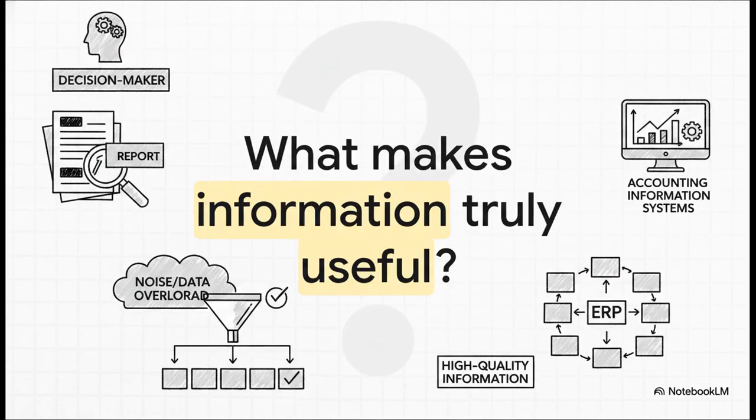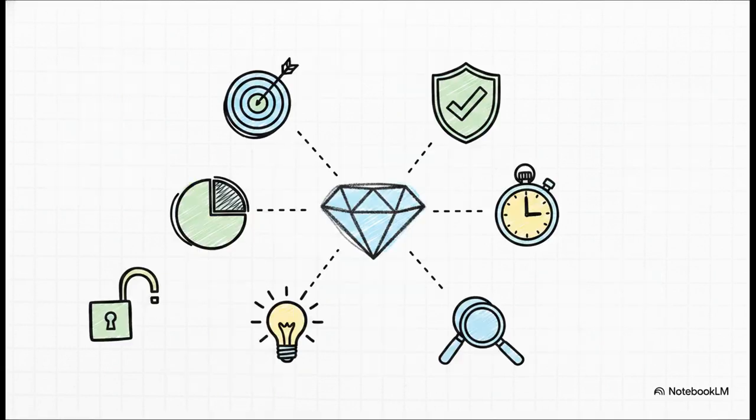Which begs the obvious question. Put yourself in the shoes of a busy decision maker for a second. When a dense financial report hits your desk at 8 a.m., how do you know if it's high-quality information or just a bunch of noise that's going to overload your morning? What actually transforms that overload into a clear path forward? Well, according to the framework we're exploring today, useful information has 7 absolute must-haves. Missing even one of these can render your reports virtually useless.